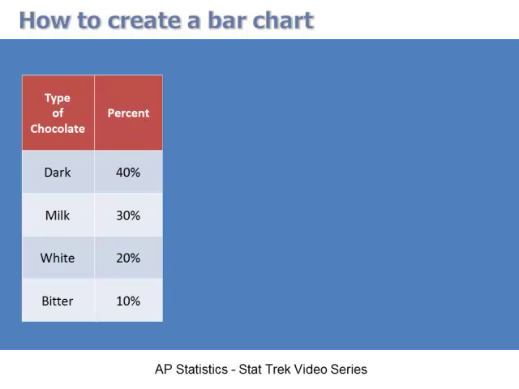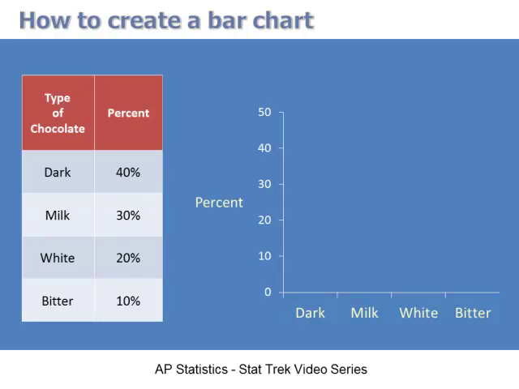We need a qualitative variable to define groups for the x-axis. So we will use type of chocolate to define 4 groups: dark, milk, white, and bitter. On the y-axis, we will use a percentage to measure group response. And we will let column height reflect that percentage. Let's practice reading this bar chart without the table.